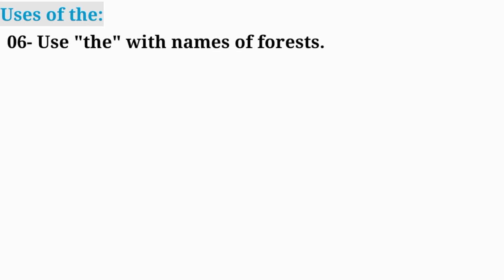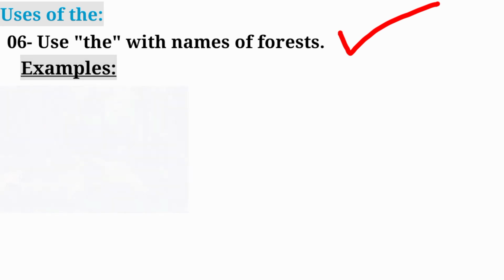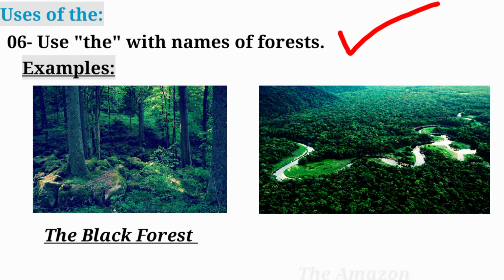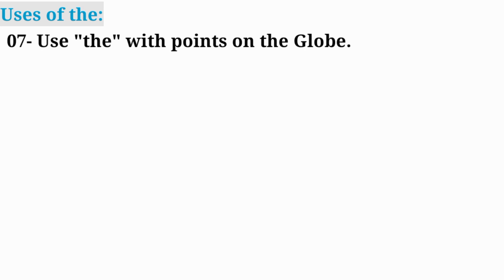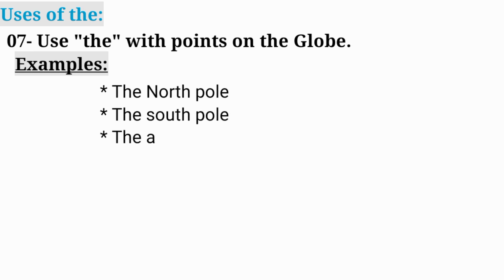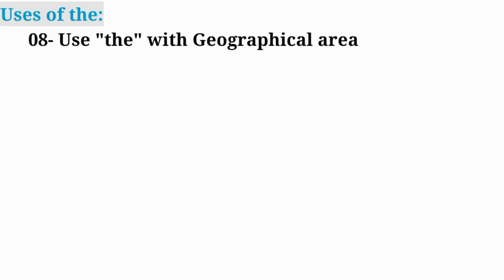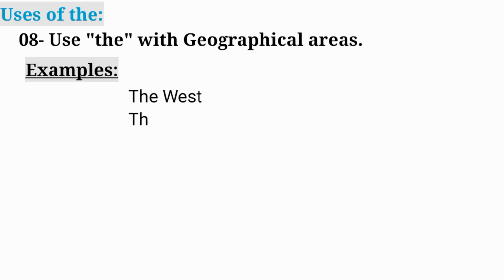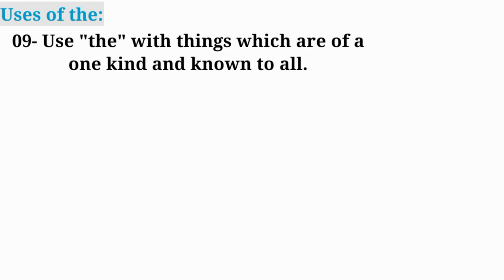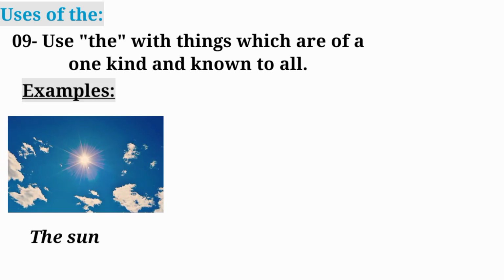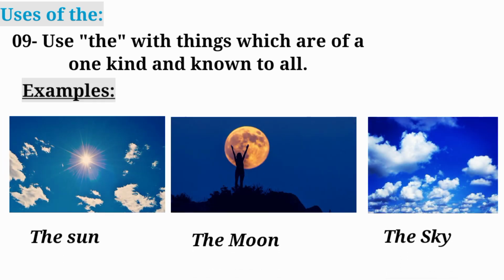Number 6. Use the with the names of forests. For example, the Black Forest, the Amazon. Number 7. Use the with points on the globe like the North Pole, the South Pole, the axis. Number 8. Use the with geographical areas, the West, the Middle East. Number 9. Use the with things which are of one kind and known to all. For example, the sun, the moon, the sky.